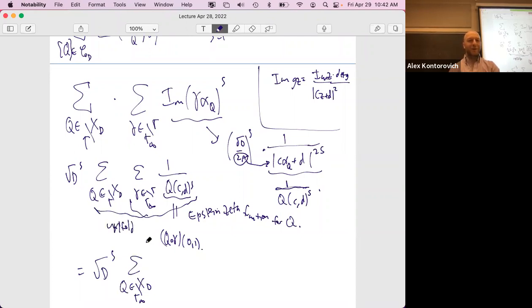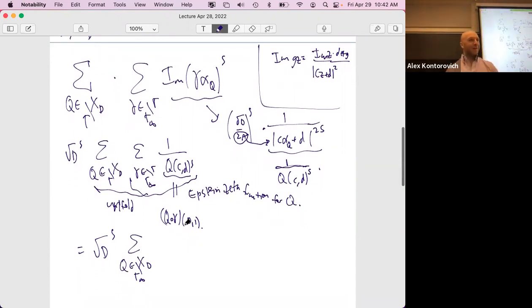It's been a while since we did this. So I want to remember, we're going to have a slightly more technical computation to do in the positive discriminant case. So I want to have this firmly in your minds as we do it. And then just 1 over Q of (0, 1) to the s.